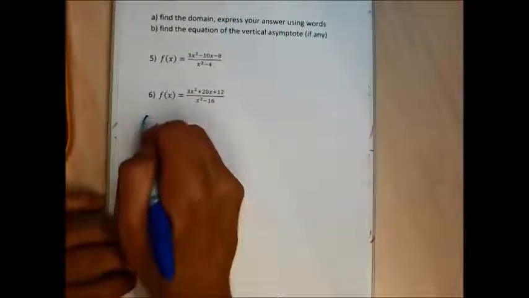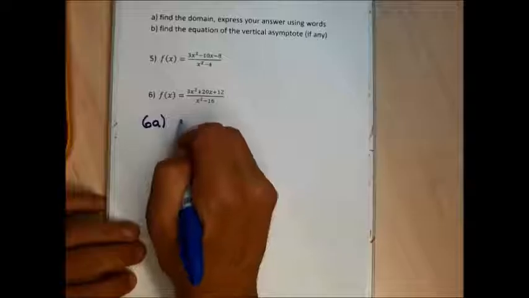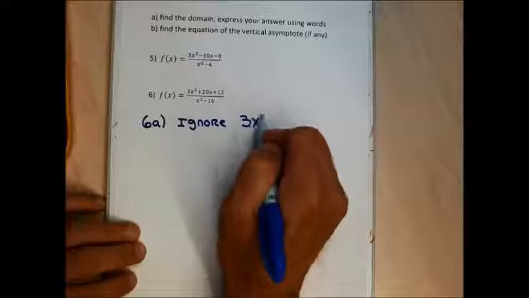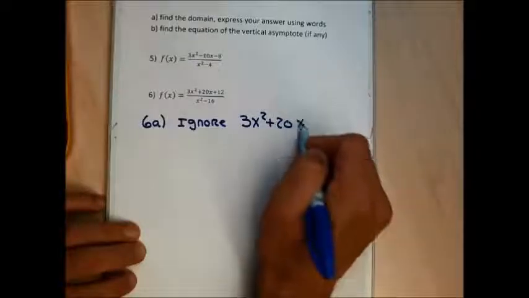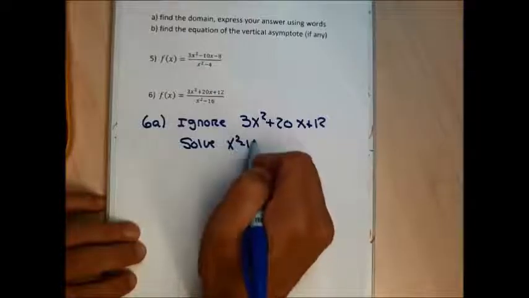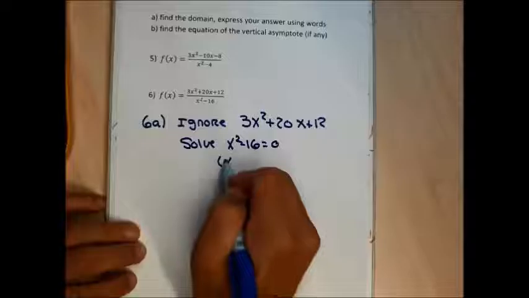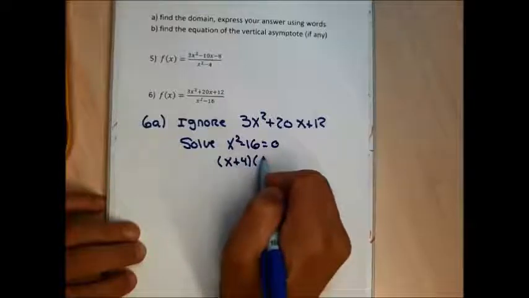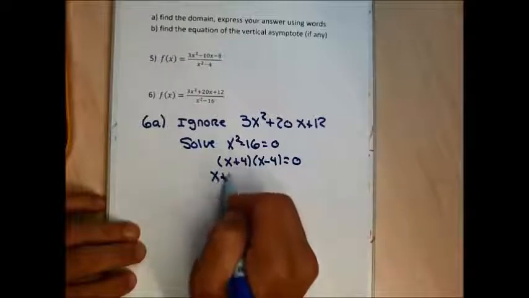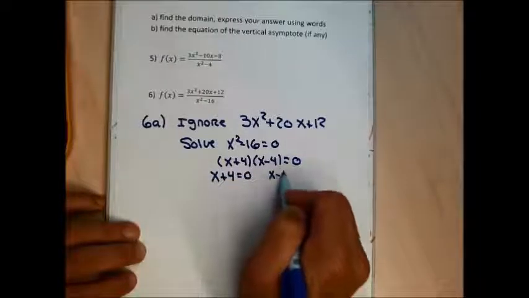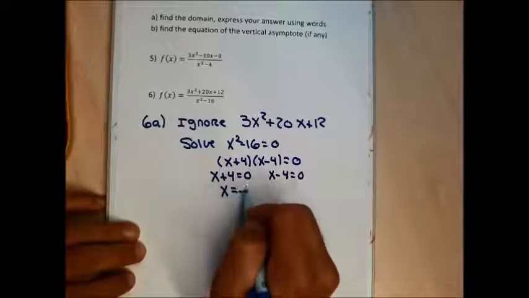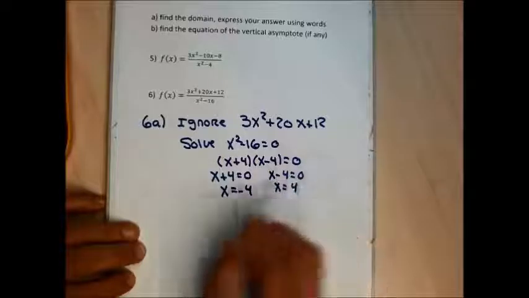For 6a, to find the domain of that fraction, given in number 6, I'm going to ignore the 3x squared plus 20x plus 12. And I'm going to solve x squared minus 16 equal to 0. I'm going to solve that by factoring. That factors into x plus 4 times x minus 4. Once I have it factored, I'm going to set each of the factors equal to 0 to get the numbers to exclude from the domain. The numbers that I exclude from the domain are x equal to negative 4 and x equal to 4.